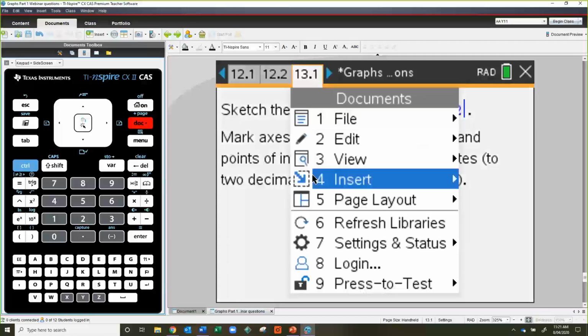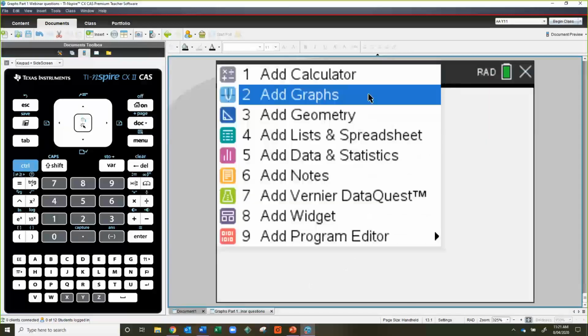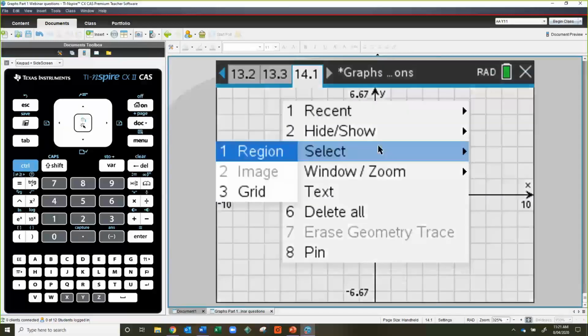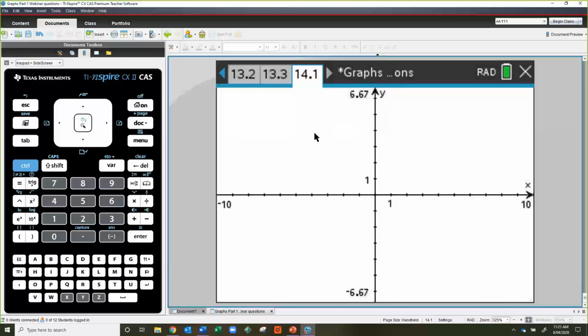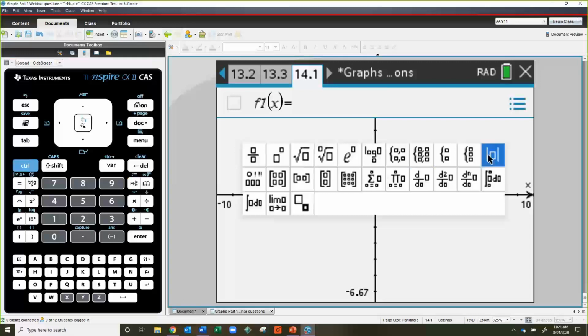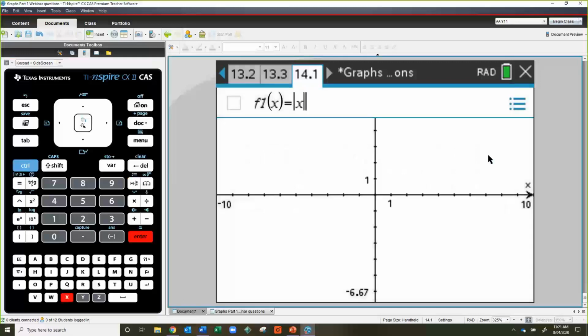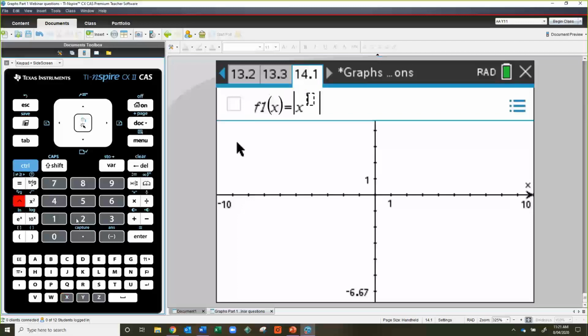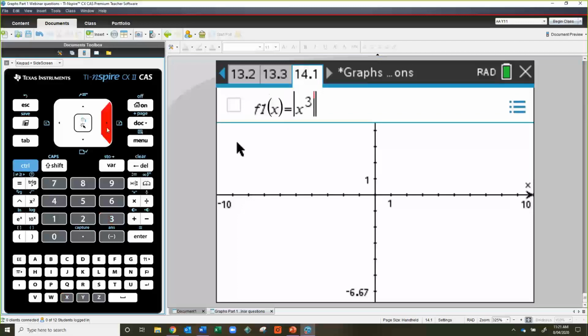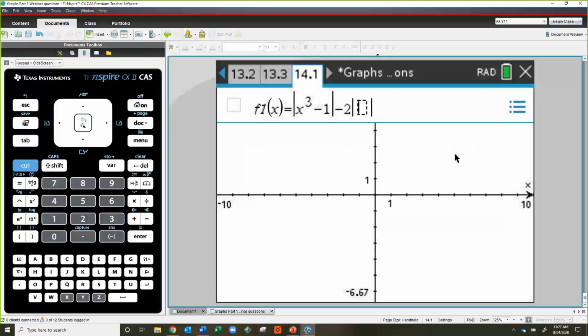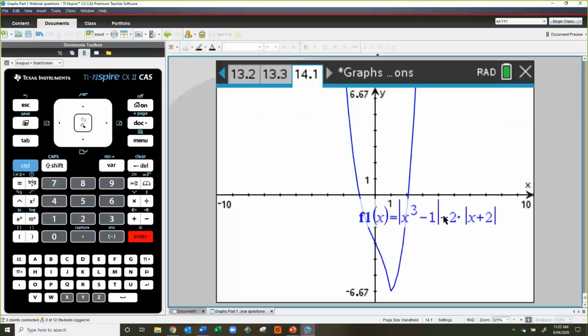So let's try to enter this graph as the modulus graph. If I insert a new problem and go graph, so we have modulus x to the power 3 minus 1, close the modulus, take away 2 modulus x plus 2. So that's how the graph looks.